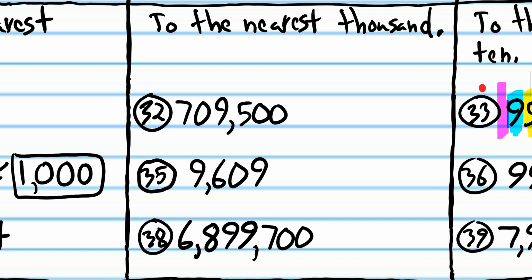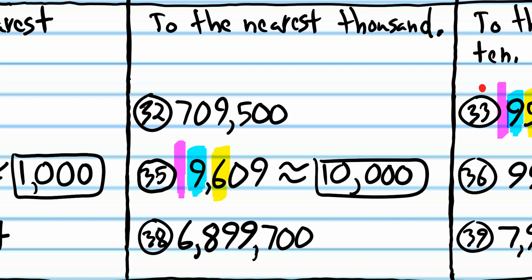All right, we're back. This is the thousandths place. The 6 tells us to round up, but the blue number is 9, so we have to make this number go up by 1 in the purple. So it becomes 10,000. So if you got 10,000, good job.